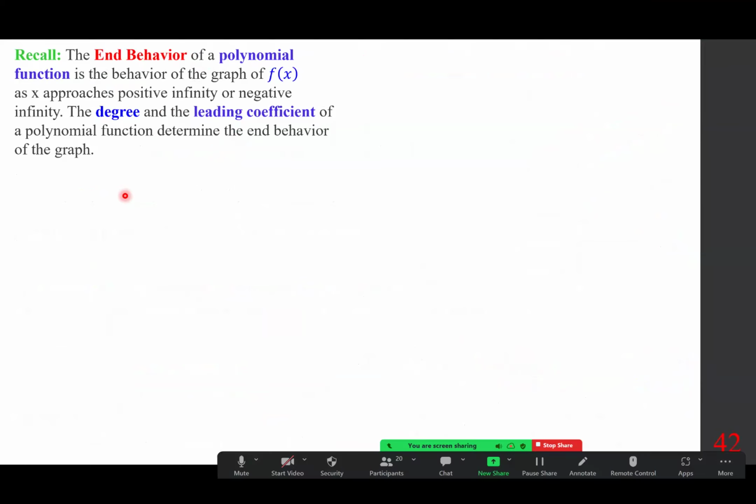To graph, I want to remind you of a couple of interesting things from algebra. Recall the end behavior of a polynomial function is the behavior of the graph of f of x as x approaches positive infinity or negative infinity. The degree and the leading coefficient of a polynomial function determine the end behavior of the graph.